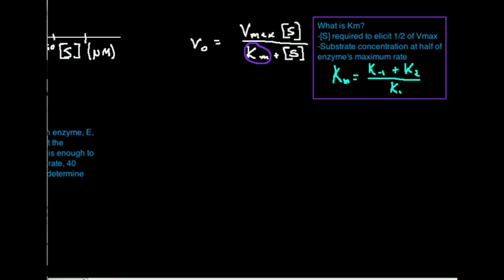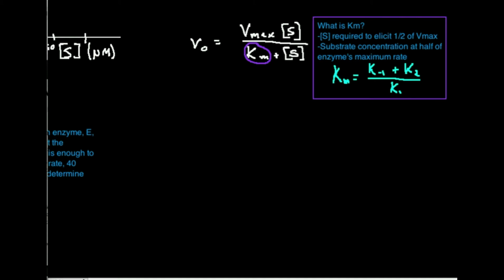We can express a formula for it. So what is Km? It's the substrate concentration required to elicit half of the Vmax. So what is the Vmax? That's the maximum rate of the enzyme possible at given conditions. So the Km is the substrate concentration at half of the Vmax. Another way of saying it: substrate concentration at half of the enzyme's maximum rate. Okay, that's what it means verbally.